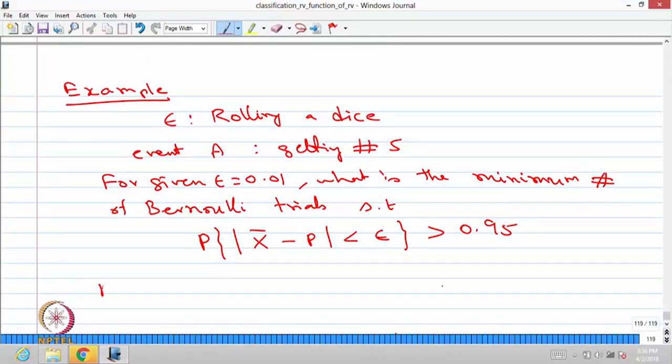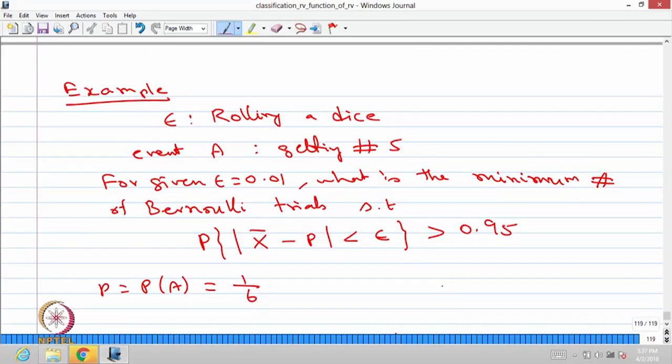For this problem, the p is nothing but the probability of success of event A, that is getting a number 5 in each Bernoulli trial, that is 1 out of 6. I made it a fair dice, therefore it is 1 by 6, that is p. So, we know p, and we know the value of epsilon, therefore you apply the Bernoulli law of large numbers, because we have IID random variables, each having a Bernoulli distribution with the probability of success p equal to 1 by 6. So, the question is a sort of reverse problem, an inverse problem, finding the n such that this condition is satisfied.